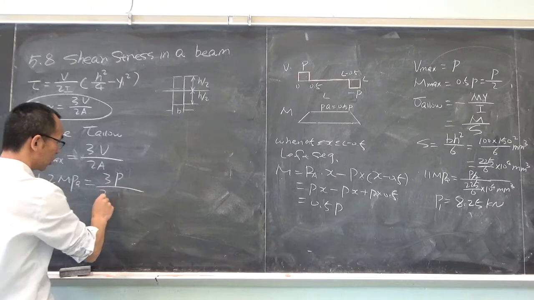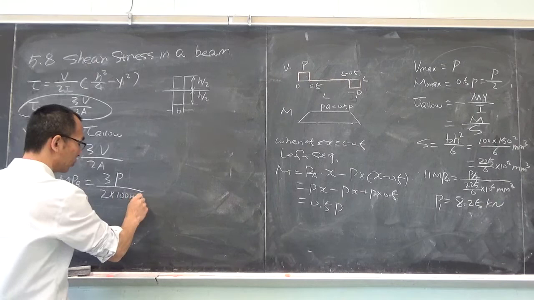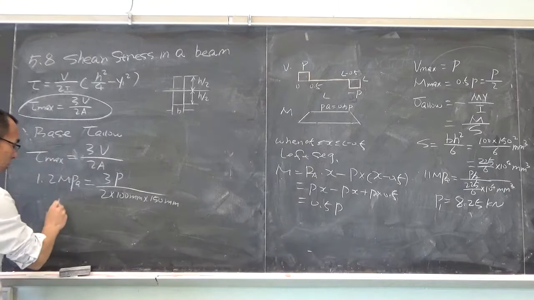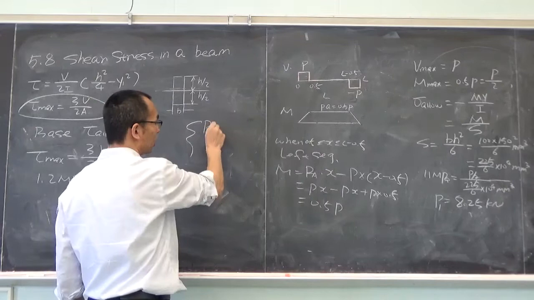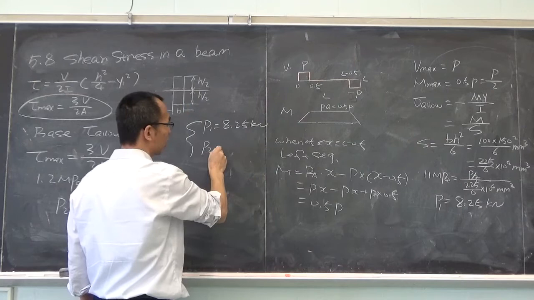Area will be 100 millimeter multiplied by 150 millimeter, right? So then we have P2 is equal to 12 kilonewton. So now we have two loads, right? P1 is equal to 8.25 kilonewton. P2 is equal to 12 kilonewton.